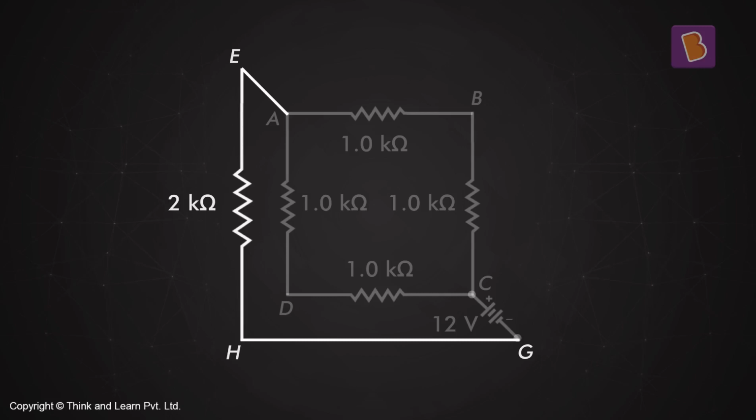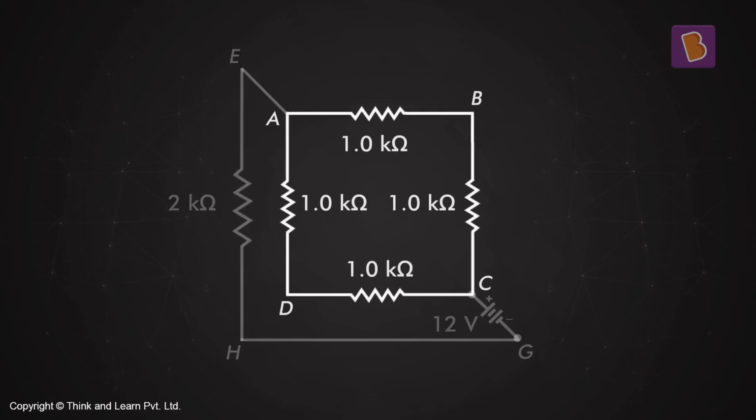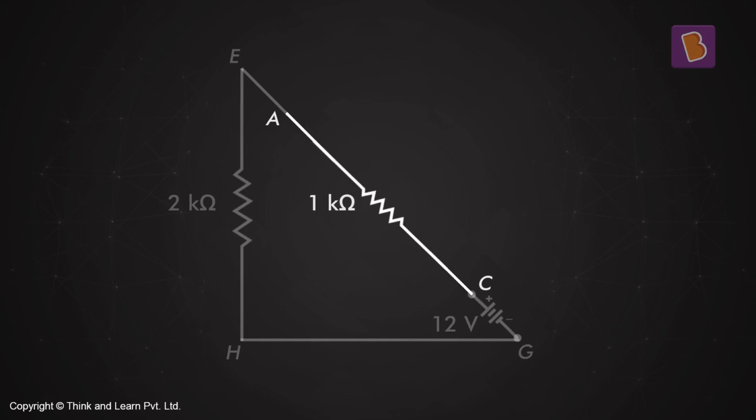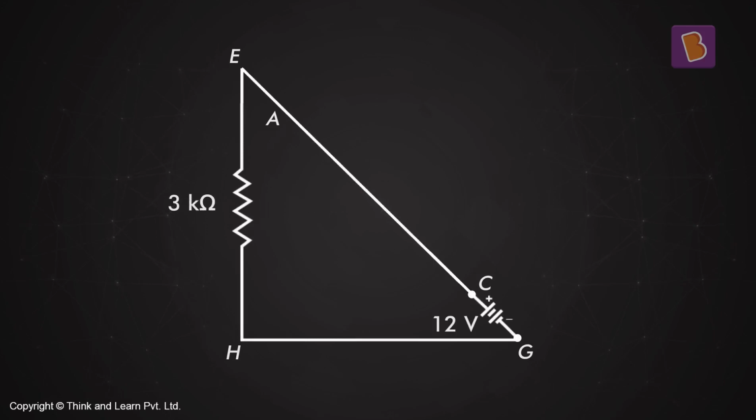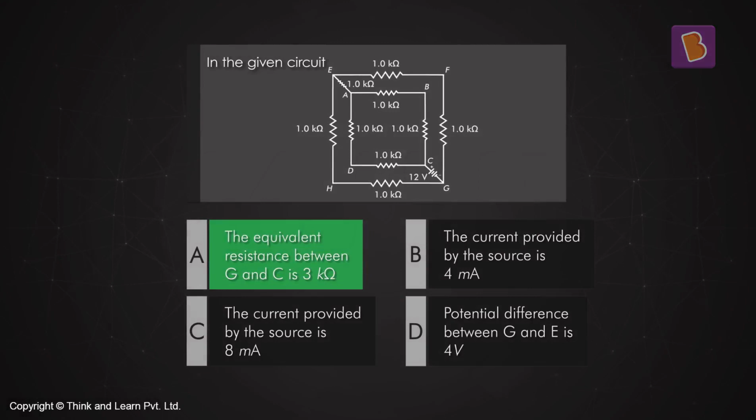Now let's look at this internal square. In the internal square, this 1 and 1 are in series, become 2, and this 1 and 1 are in series, become 2, and 2 and 2 are in parallel, become 1. So you have 1 from here and 2 from there. So the total equivalent resistance becomes equal to 3 kilo ohm, which is right. So option A is the correct option.